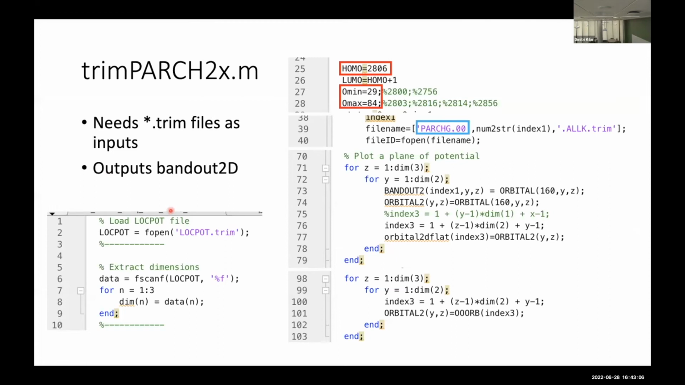So enter those in, and then it will make XYZ files for each atom. Then if we look at the first of the MATLAB scripts, which is the trim parts 2 x.m, there's a few different versions where there are different letters instead of x. There's a y, there's an a. This file needs all the .trim files that were generated by the trim.sh script. So you're going to need all the parcharge.trims and the lockpot.trim. And the lockpot.trim is a copy of one of the parcharge to get the initial dimensions.